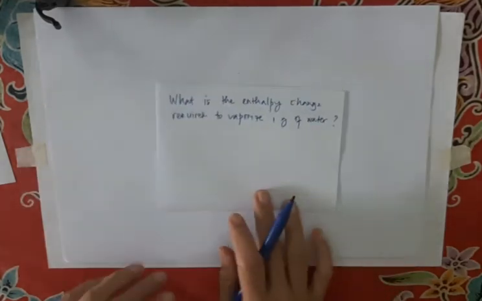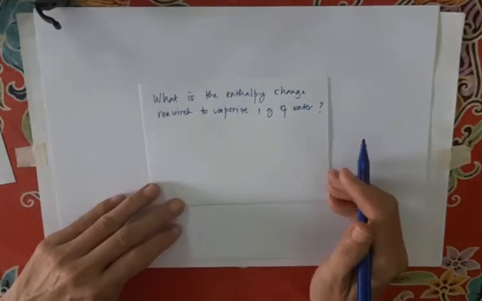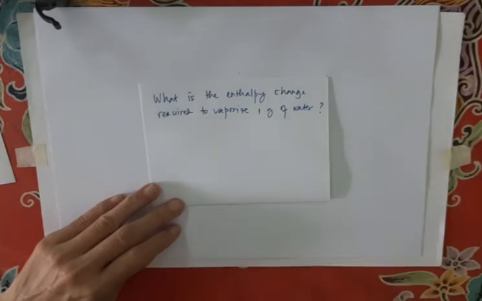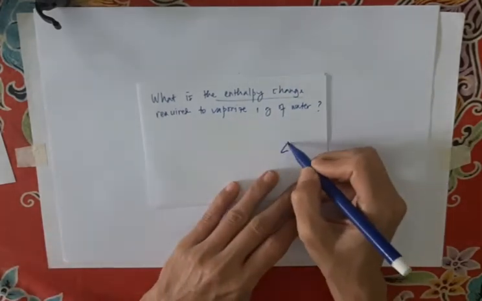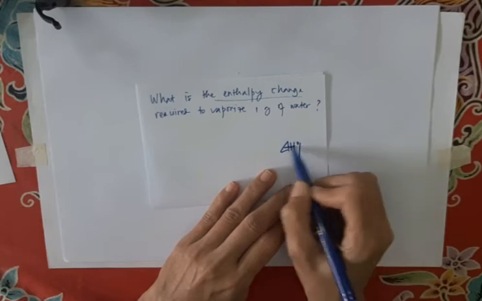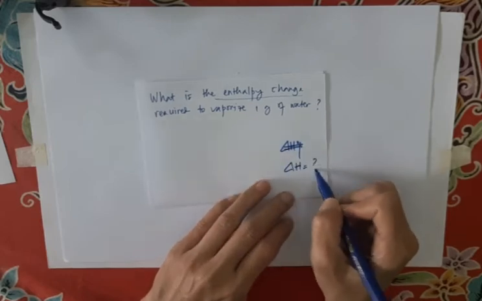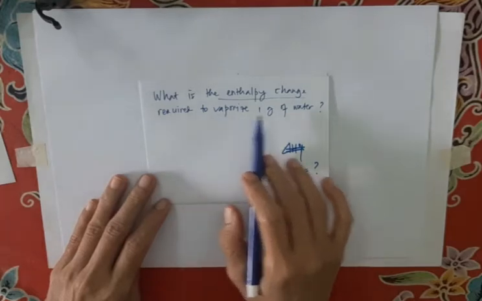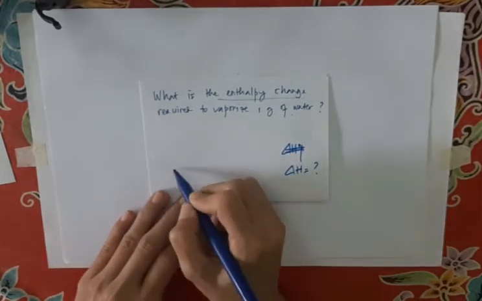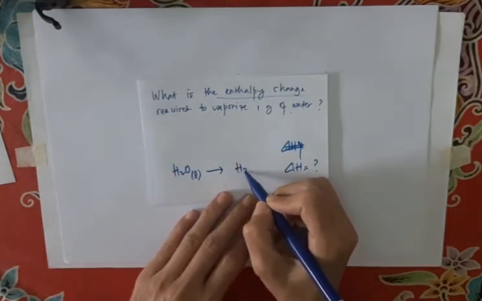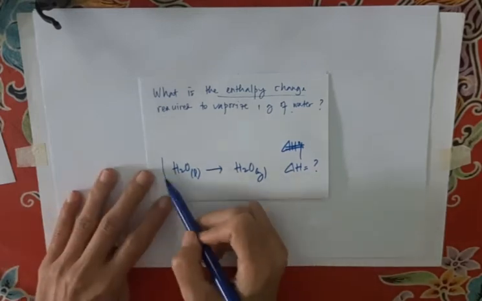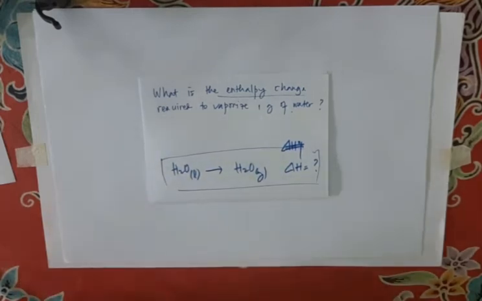Another example is, what is the enthalpy change required to vaporize 1 gram of water? Enthalpy change required means this. Vaporize water, so we have H2O liquid turns to H2O gas. So now we have the equation to solve the problem, right?